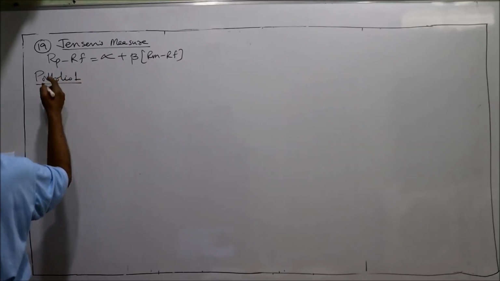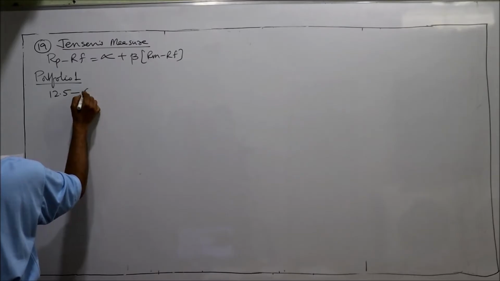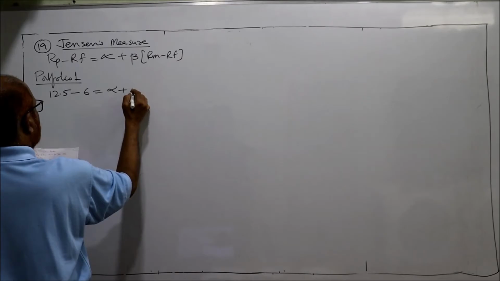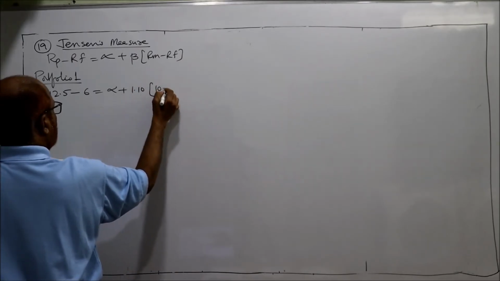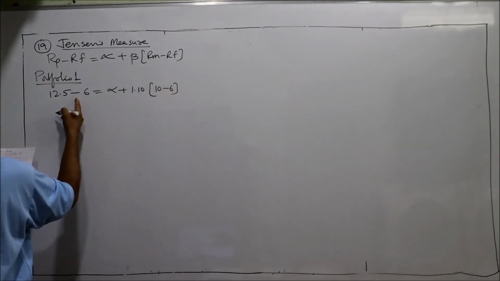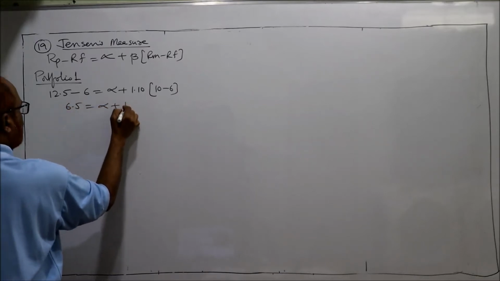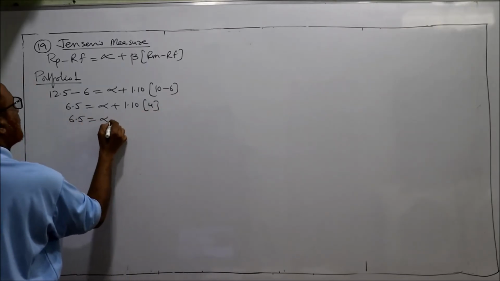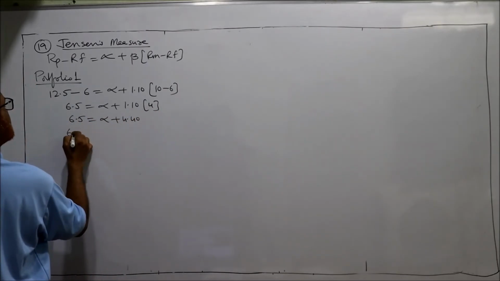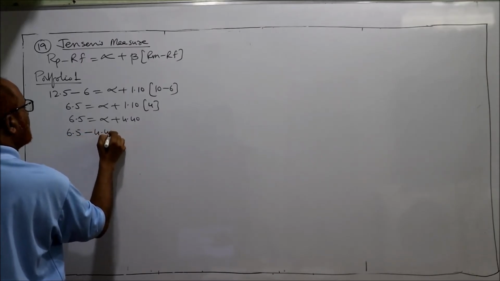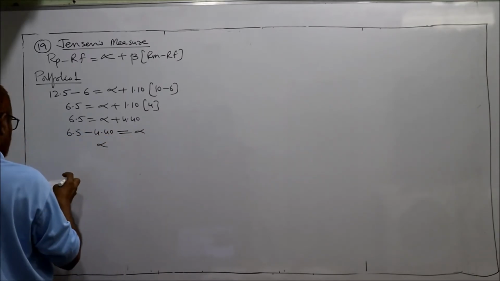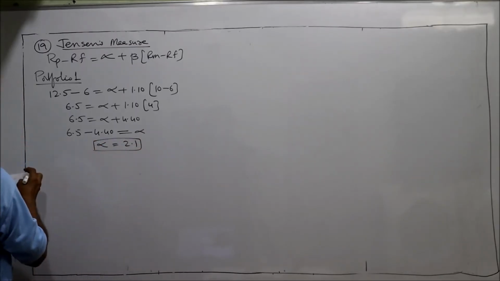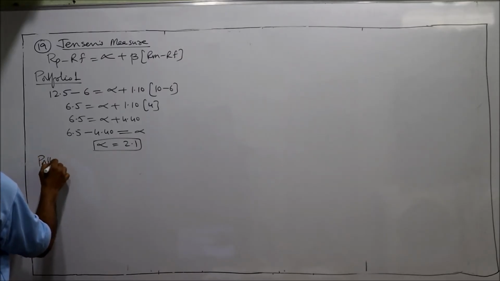Portfolio 1 RP is given as 12.5. Risk-free rate is 6. Alpha we have to find out. Beta is given 1.10. Market return 10 minus 6. So 12.5 minus 6 is equal to 6.5, equal to alpha plus 1.10 into 4, which is 4.4. So 6.5 minus 4.4 is equal to alpha. Alpha is equal to 2.1. This is for portfolio 1.